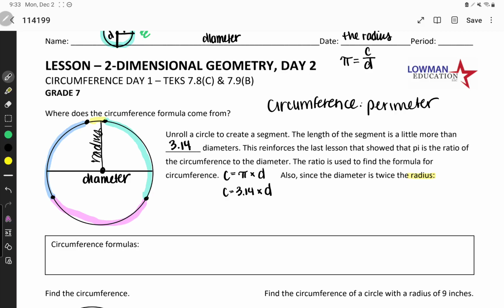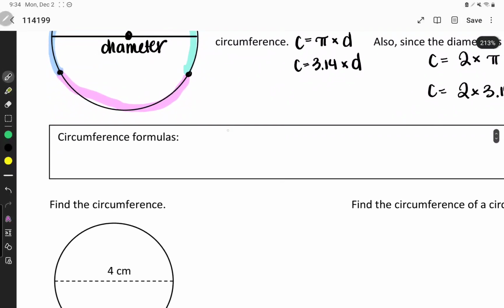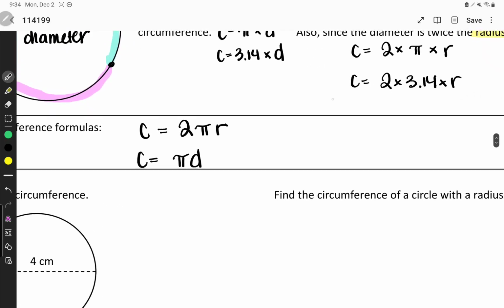So, if we were to be given the radius, what we could do is we could say that we have 2 times pi times radius. Circumference equals 2 times 3.14 times your radius, because there are 2 radiuses in 1 diameter. So our formulas are circumference equals 2 times pi times radius, or circumference equals pi times diameter. And remember, pi always equals 3.14.